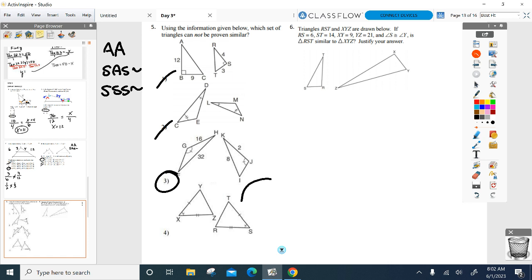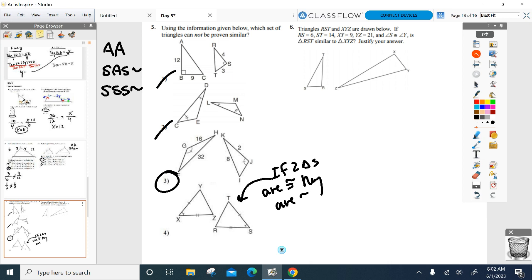All right. There we go. Even worse. All right, so remember that. If you can prove 2 triangles congruent, they're also similar.